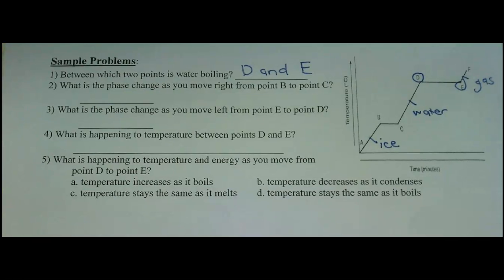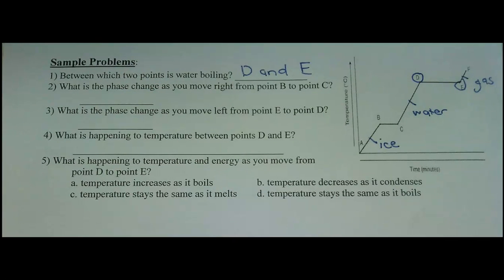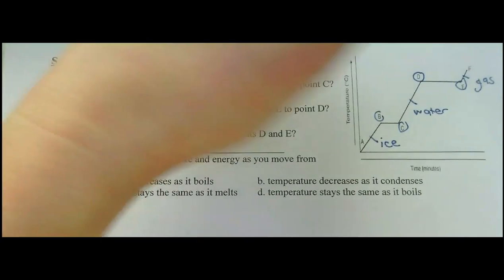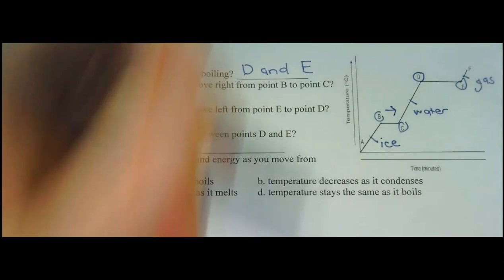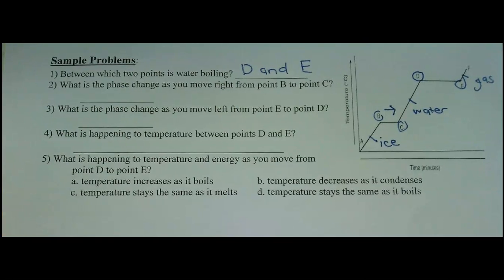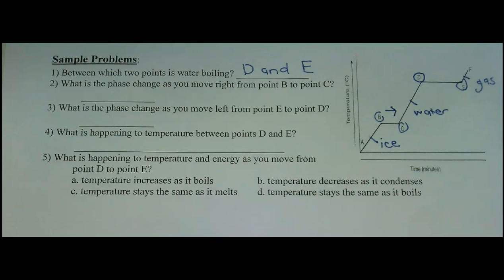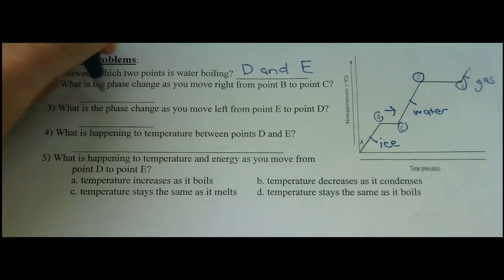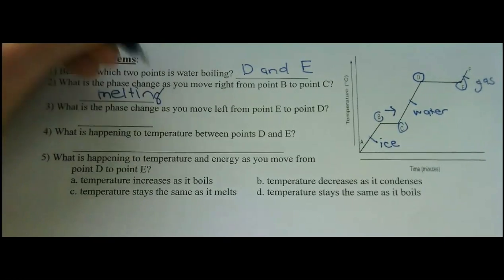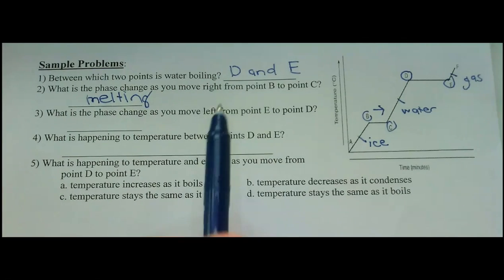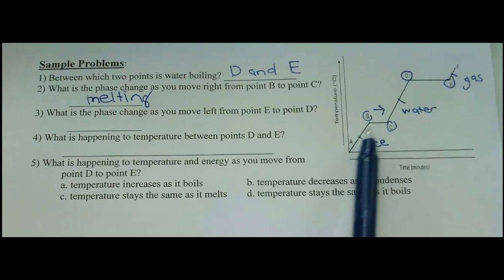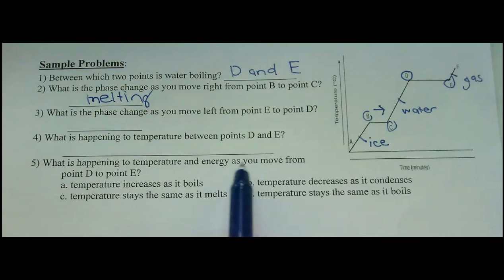Okay, number 2 says, what is the phase change as you move right from point B to point C? So as we move to the right from B to C, we're looking for that phase change. So our phase change is between ice and water. What happens to turn ice into water? That is melting. Now notice if it had said moving to the left, then we would have said freezing. Okay, but it said right.